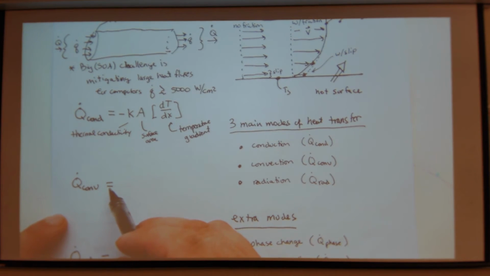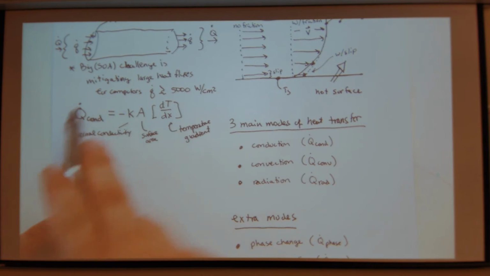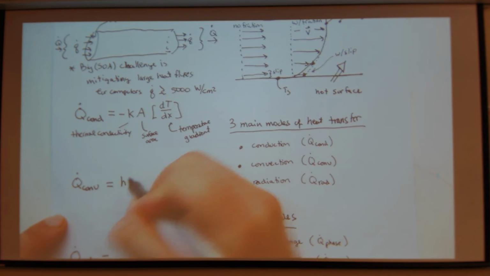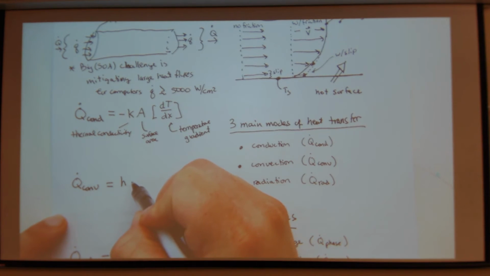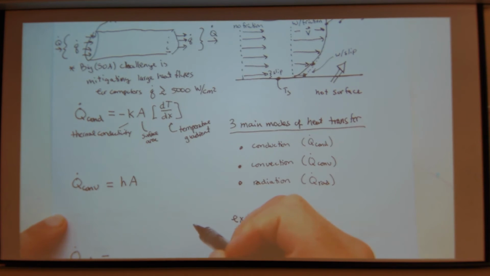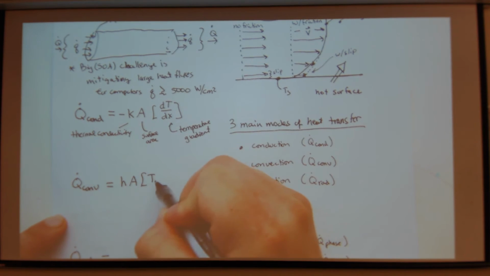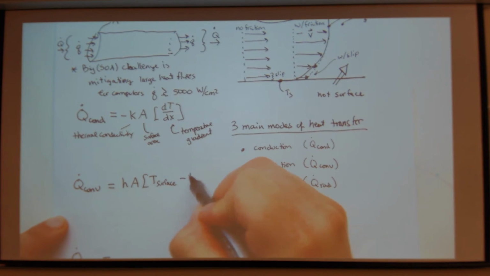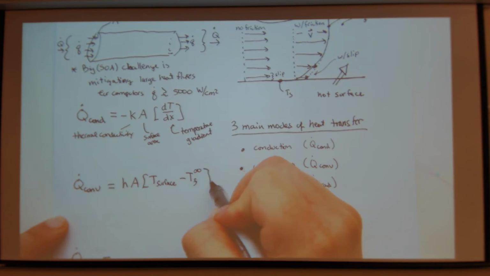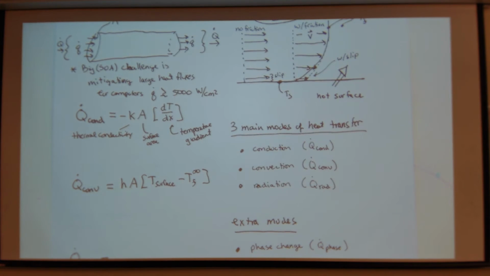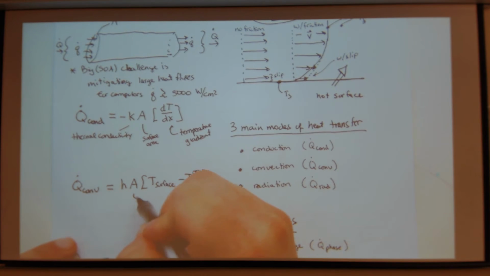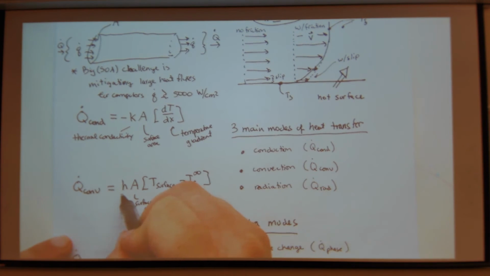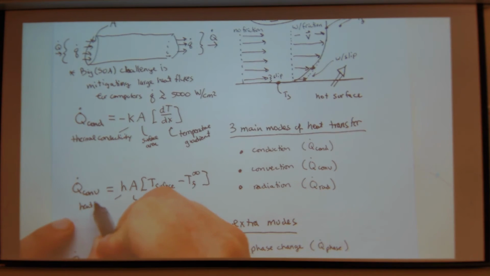Convection has a similar expression, but there are some differences. In this case, I have h, which is a heat transfer coefficient, times an area, times the temperature of my surface, minus the temperature of the fluid at infinity. Surface area.